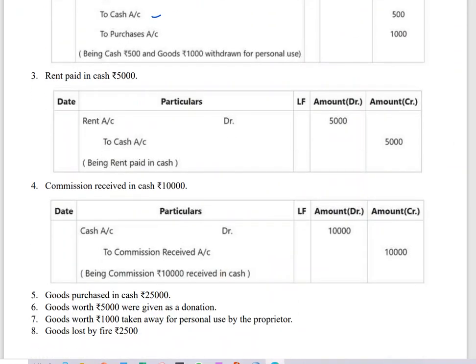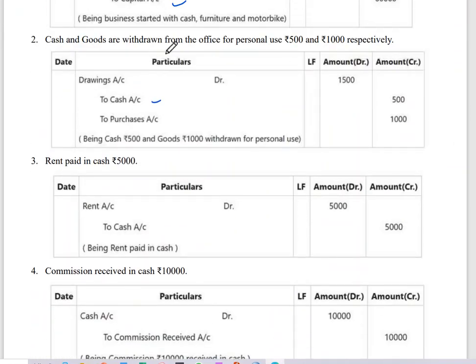The next transaction is cash and goods withdrawn from the business for personal use, that is 500 and 1000 respectively. Here they are saying that the owner of the business has withdrawn the money for his personal use. That means that this is drawings. When the owner of the business withdraws the money, it means he is taking the money from the business for his personal use, that is drawings. So when he is drawing the money from the business, drawings are increasing.